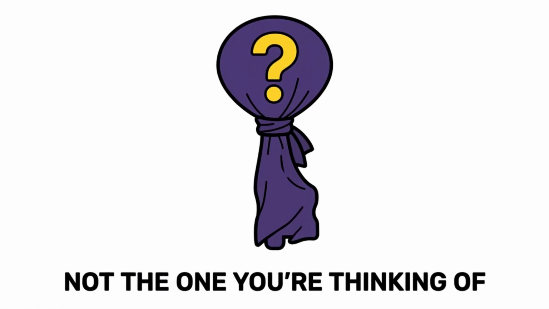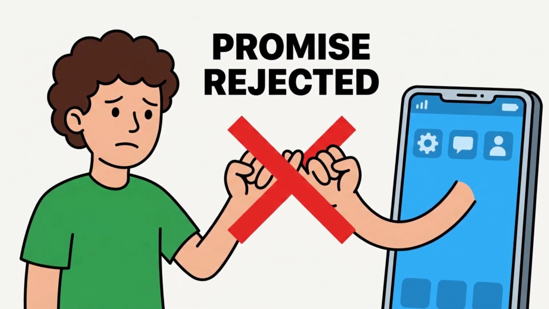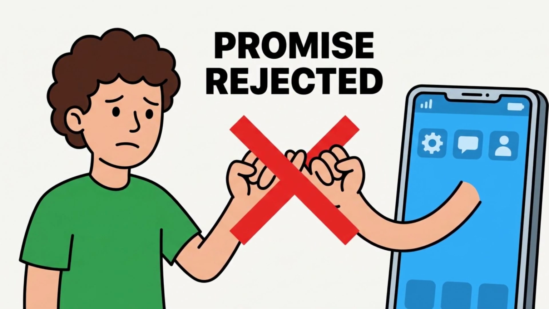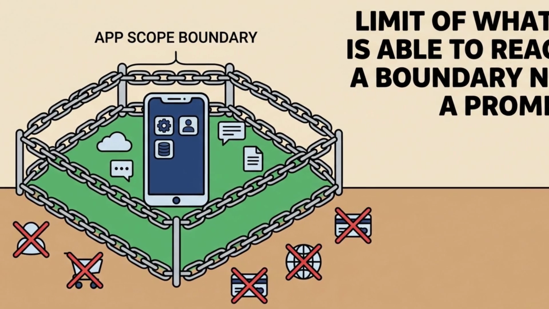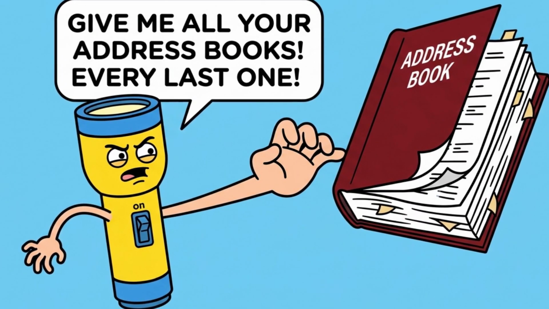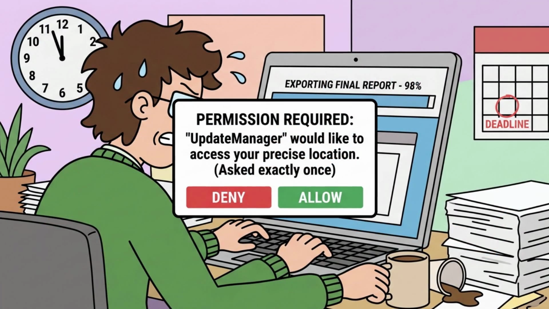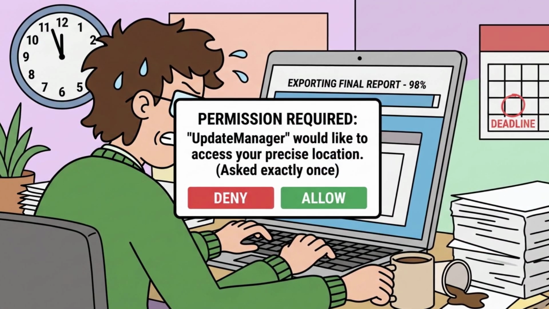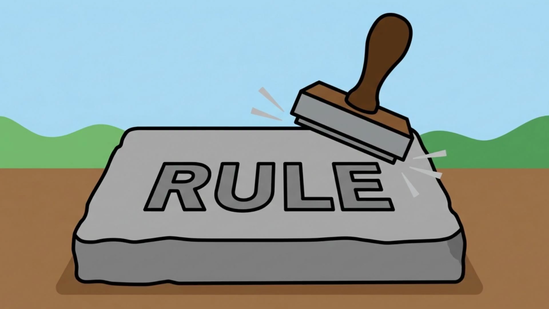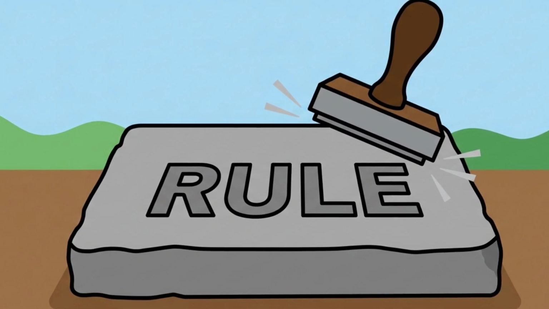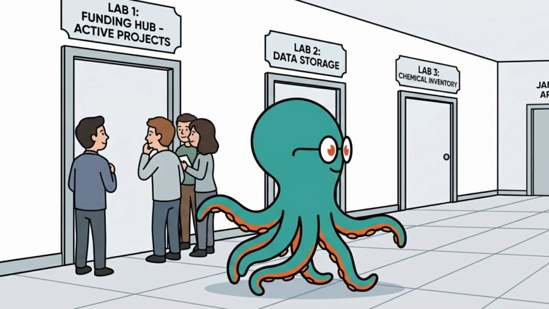Here's the thing to understand before we start: a permission isn't a promise about what an app will do, it's a boundary on what it can do. Nobody at the App Store is checking whether a flashlight really needs your contact list. The system just asks you once in a moment when you're trying to get something done, and whatever you tap becomes the rule from then on. So let's go through them from the one you already worry about to the one nobody talks about.